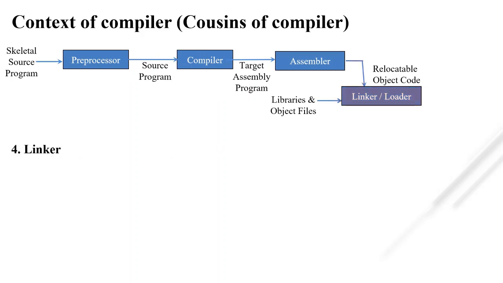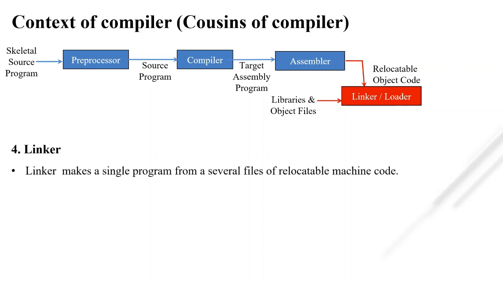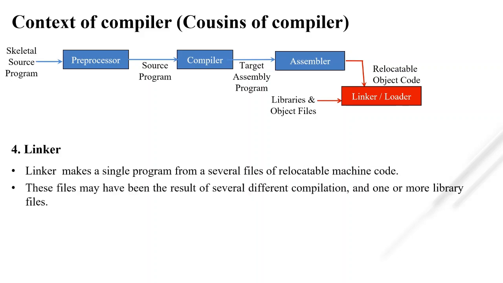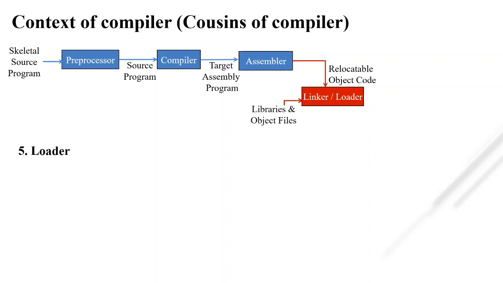Next, the linker. The linker allows us to make a single program from several files of relocatable machine code. These files may have been the result of several different compilations, and one or more library files of routines provided by the system. And the last cousin of the compiler is the loader.